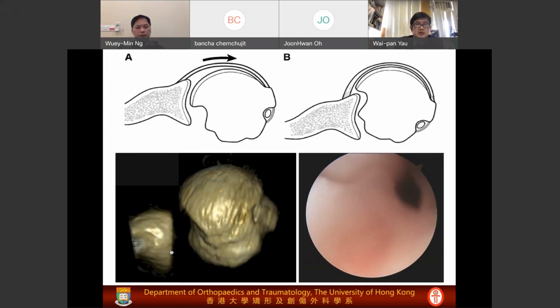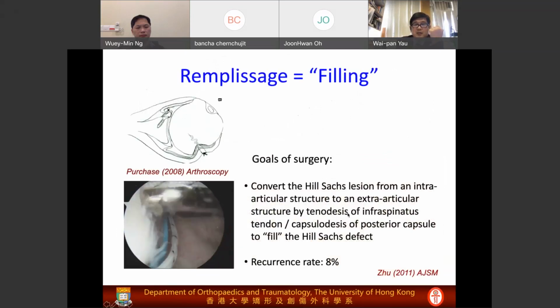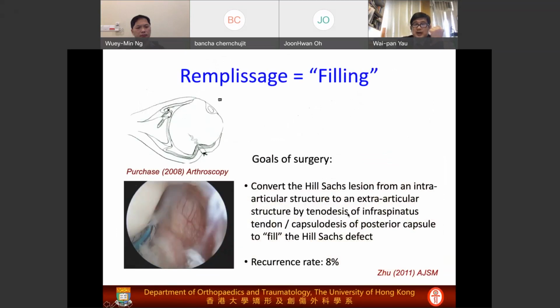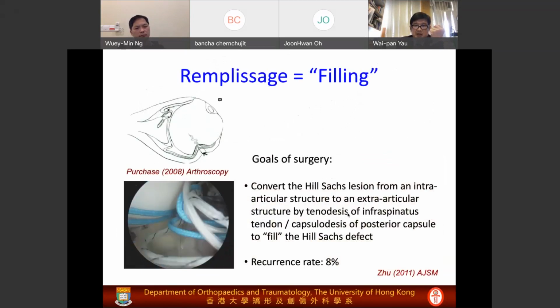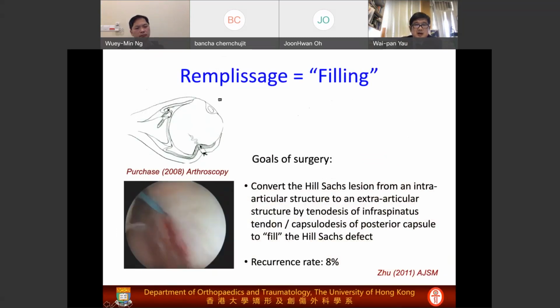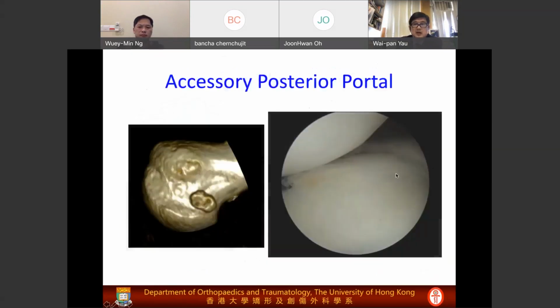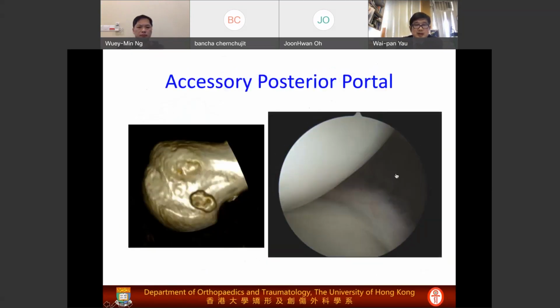So the goal of the remplissage procedure is to convert the Hill-Sachs lesion from an intra-articular structure to an extra-articular structure by tenodesis of the infraspinatus or capsulodesis of the posterior capsule, so that this Hill-Sachs will be covered up by the soft tissue and can no longer go into the joint. And this is the way that I do it.